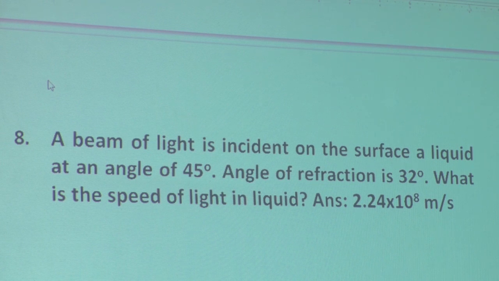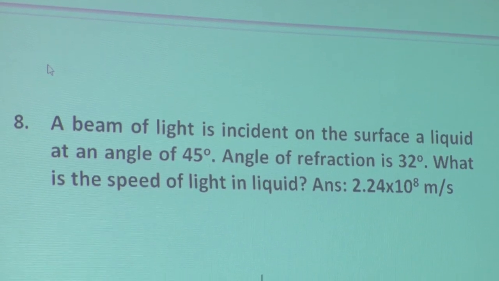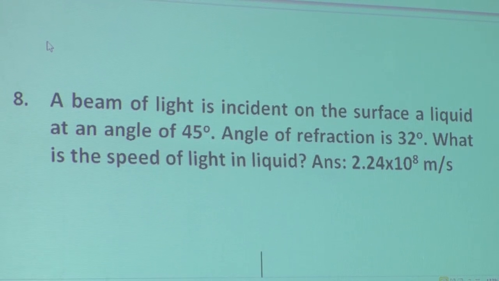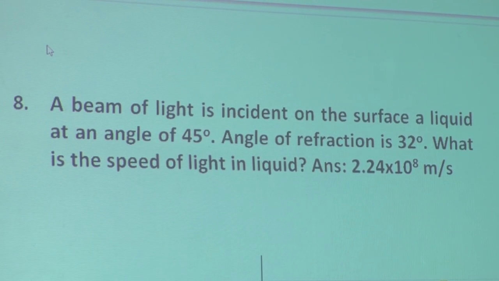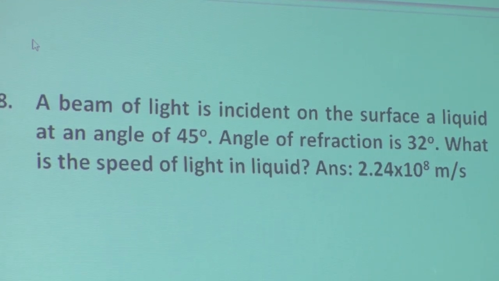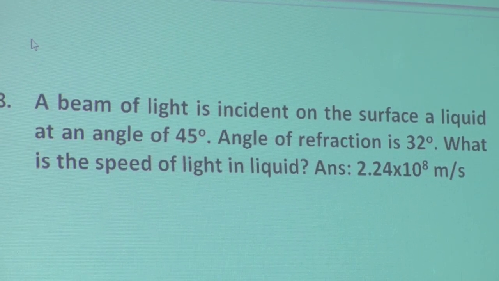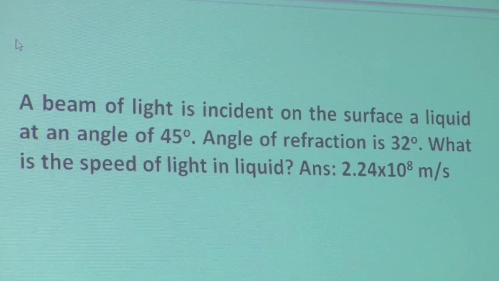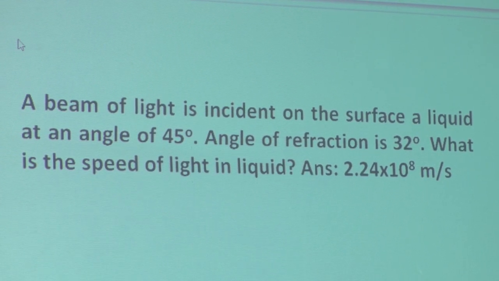A beam of light is incident on the surface of a liquid at an angle of 45 degrees. Angle of refraction is 32 degrees. What is the speed of light in the liquid? Okay, answer is given. Now how to do this? A beam of light is incident on the surface of a liquid at an angle of 45 degrees. Angle of refraction is 32 degrees. What is the speed of light in the liquid?